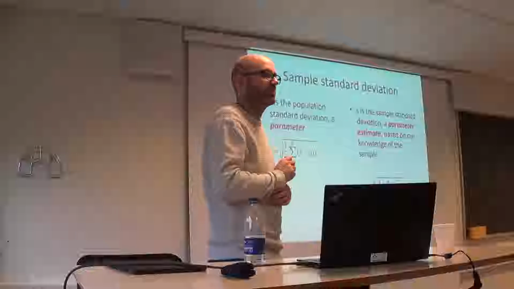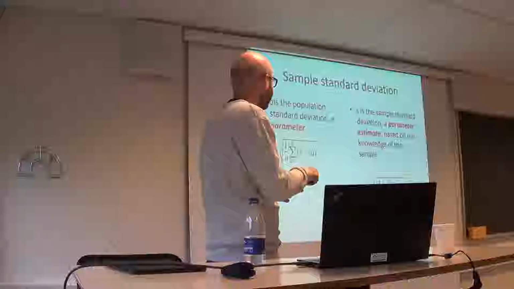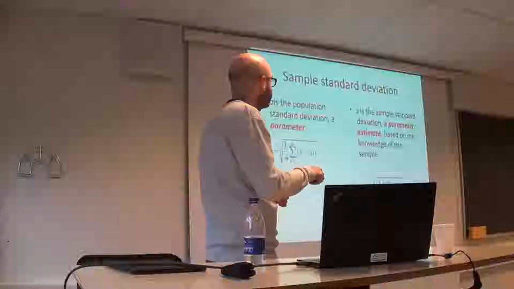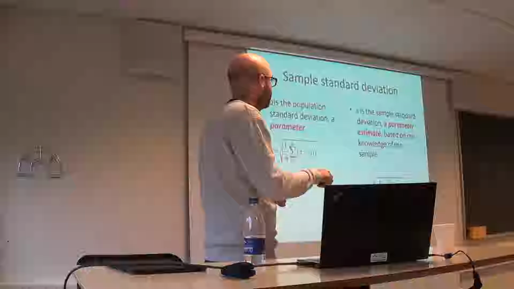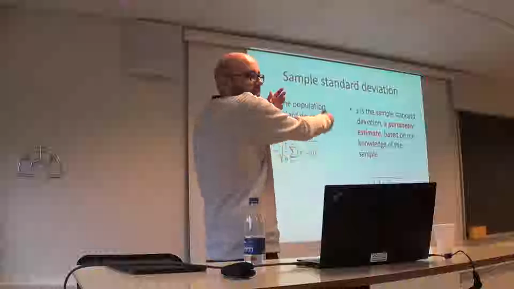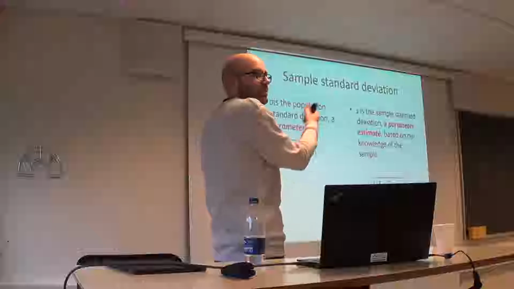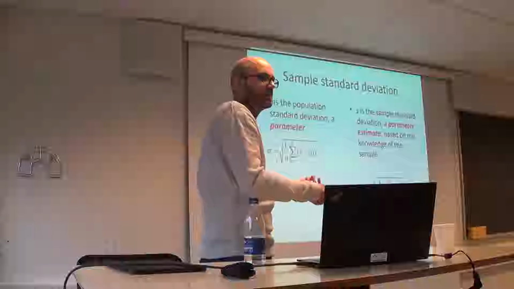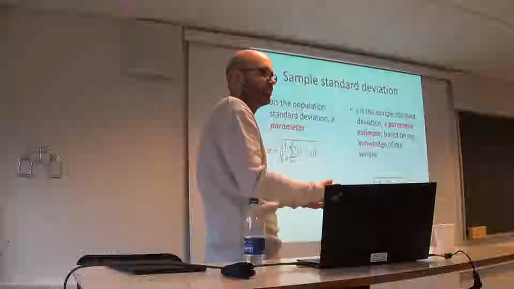What's the difference? Instead of dividing by n, we're dividing by n minus 1. And instead of having the mu, because we don't know the mu, it's the Platonic truth that we don't have access to, we have the guess about the mu, the guess about the mean. We have the x bar, we have the sample mean.